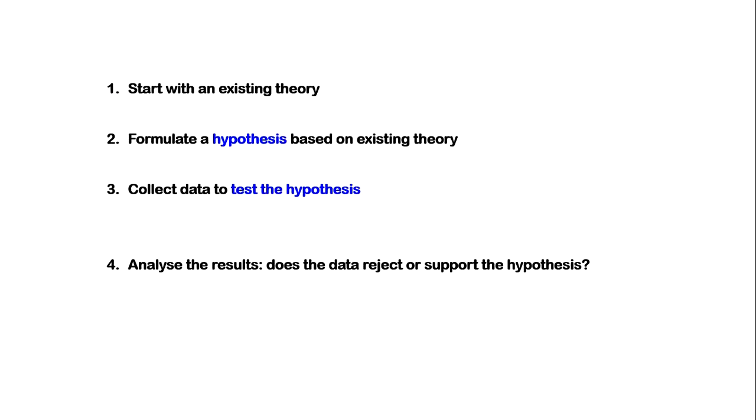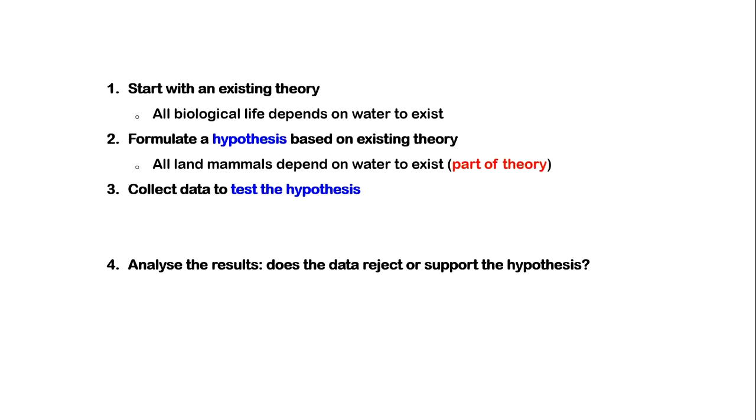Start with an existing theory. Suppose the theory is all biological life depends on water to exist. Now from this theory you have to develop a hypothesis. Okay, now what is a hypothesis? A hypothesis is a reasonable guess based on what you know or observe in the universe. Okay, now let's see what the hypothesis is. The hypothesis is all land mammals depend on water to exist. So this is a part of the theory.